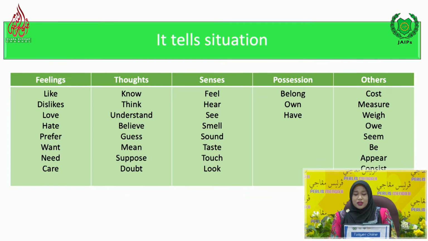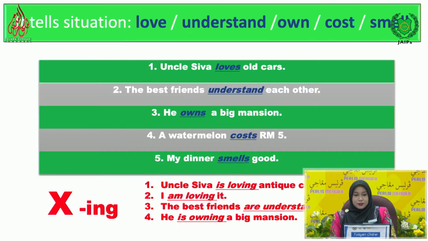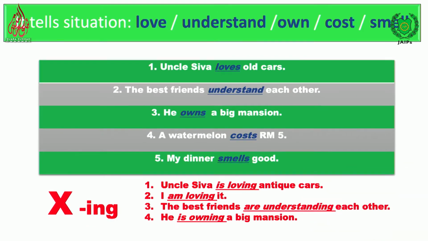How do we use stative verbs? I'm going to show you how we can use stative verbs in sentences. The stative verbs that we are going to use over here are love, understand, own, cost, and smell. So we have 5 examples over here. They're all showing ideas. The idea that Uncle Siva loves old cars. The idea that the best friends understand each other. The idea that he owns a big mansion.